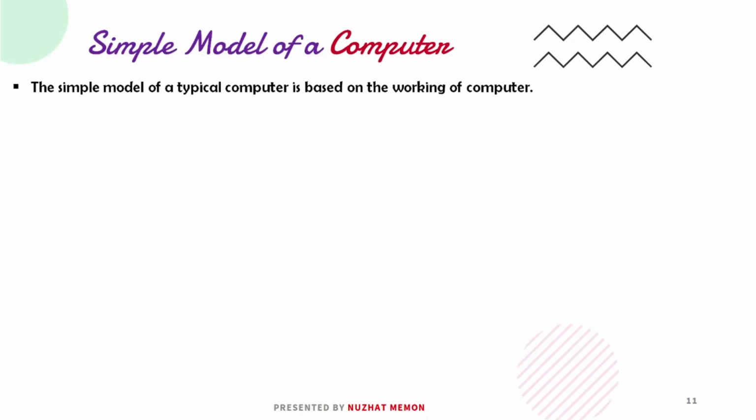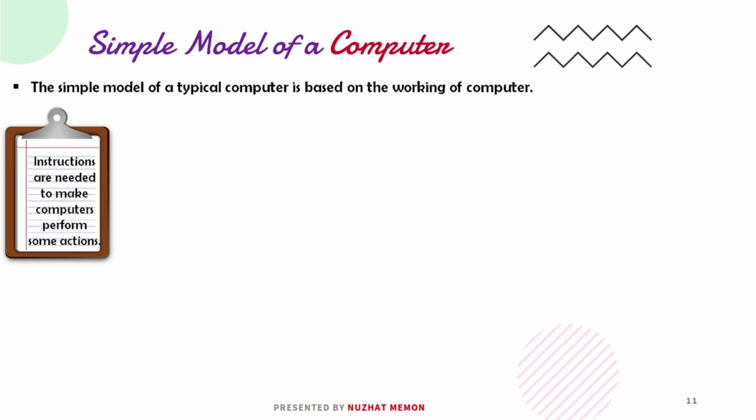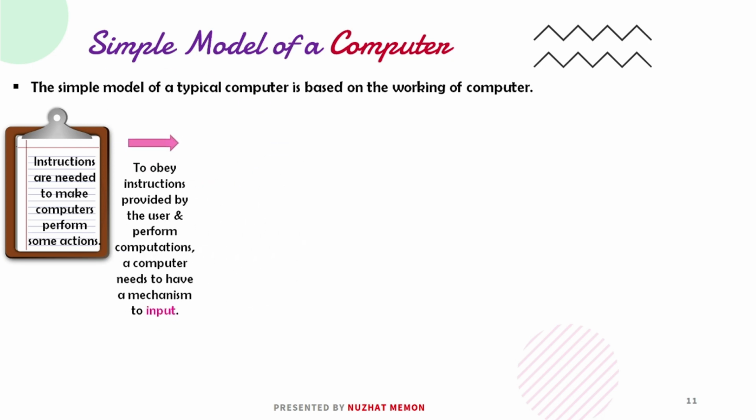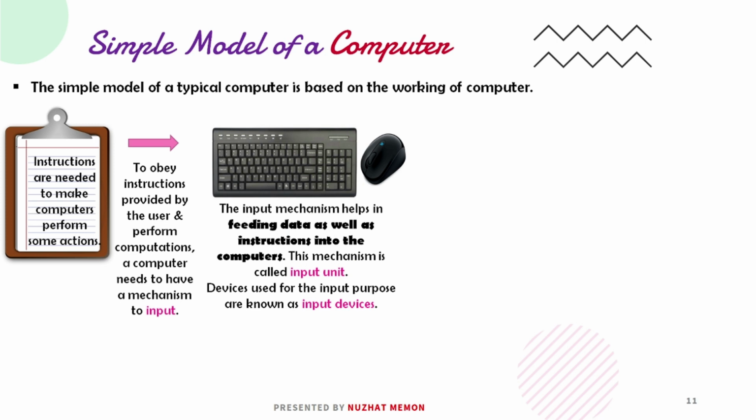Now here we will see the simple model of a typical computer based on whatever we did in the working of a computer. First of all, instructions are needed to make the computer perform some action. To obey such instructions provided by the user and perform computation, a computer needs to have a mechanism to input, that is the input mechanism. The input mechanism helps in feeding or accepting data as well as instruction into the computer. This mechanism is also called the input unit. The input unit consists of input devices that are attached to the computer. The devices used for input purposes are called input devices.